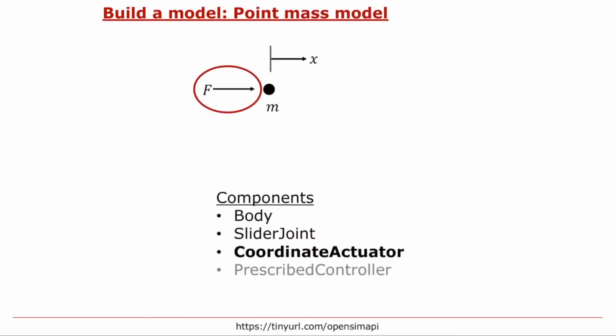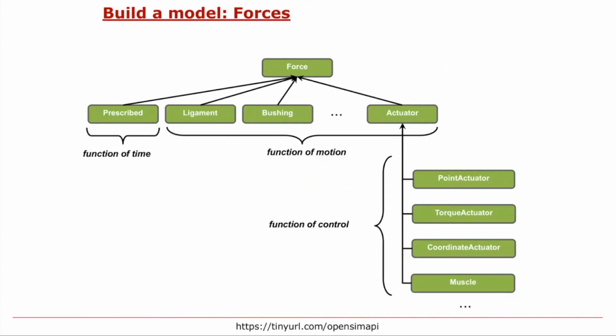So we've finished adding a body and a joint to our model. To get the body to move, we need to actuate the model. OpenSim provides a suite of force elements, including passive elements such as ligaments. Active force elements are called actuators and are a type of force. Actuators are a function of a control signal. The point actuator class applies a force to a point. Coordinate actuator applies a generalized force, and OpenSim's muscle classes derive from the actuator base class.